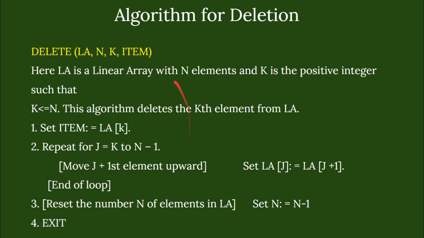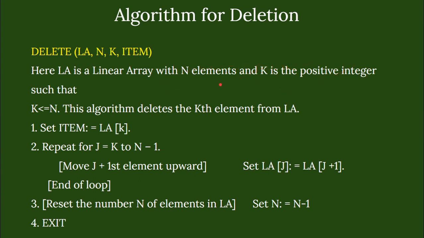Now the next operation is the delete operation. So here we are going to remove the element. Again this contains 4 parameters: the array, size of the array, from which position you want to delete, which is k, and what you want to delete, which is item. So here LA is the linear array with n elements and k is a positive integer. Positive means the position cannot be negative.